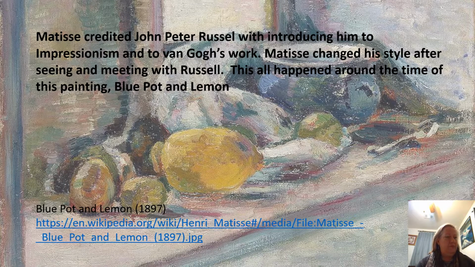Okay, slide 4. Matisse credited John Peter Russell with introducing him to Impressionism, and Van Gogh's work influenced him as well. Matisse changed his style after meeting with Russell. These influences happened around the time of this painting. It's known as Blue Pot and Lemon, and it was painted around 1897.